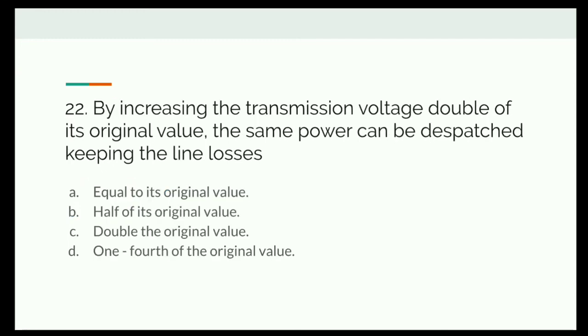Next question. By increasing the transmission voltage to double its original value, the same power can be dispatched keeping the line losses: option A, equal to its original value; B, half of its original value; C, double of the original value; D, 1/4 of the original value. And the correct answer is 1/4 of the original value.